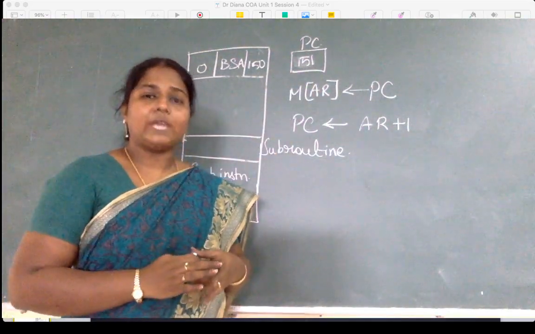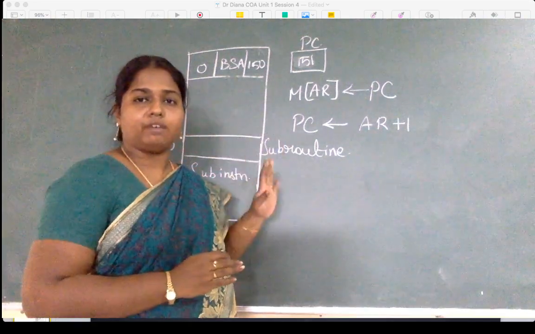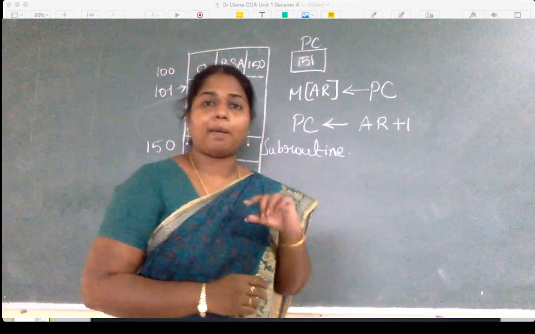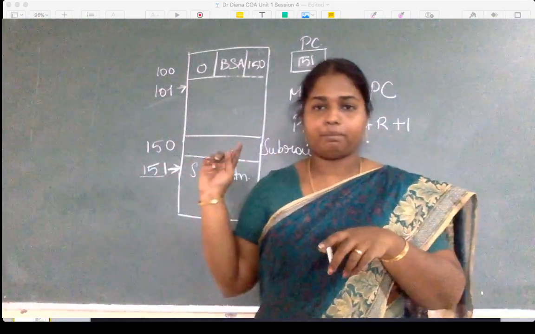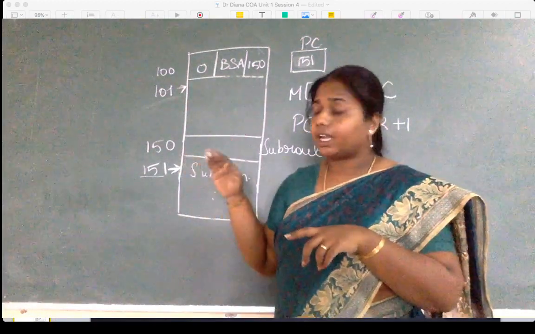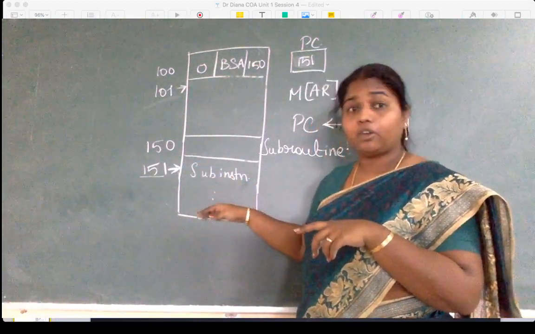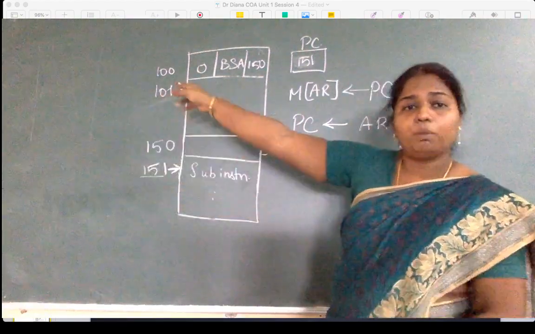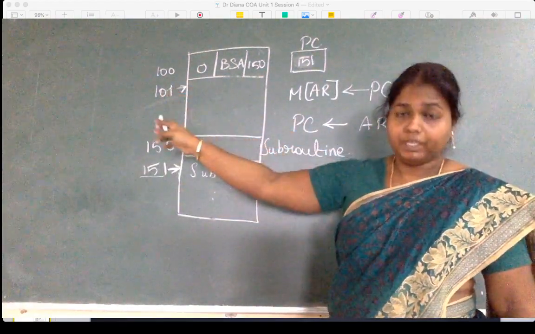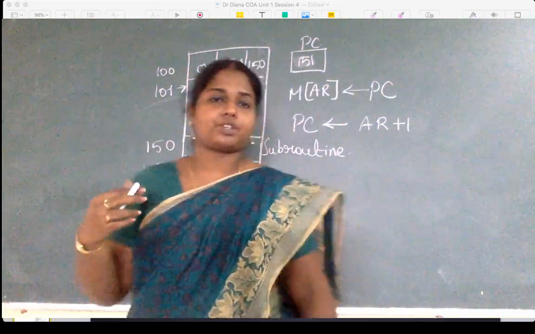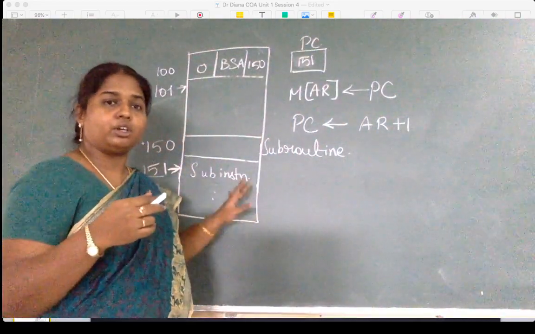This is how we execute branch and save return address. Now, this process happens only when we execute the instruction branch and save, or BSA. After I complete execution of a set of instructions here in the subroutine, I need to resume back to my main program. To achieve that, I have to use some other instruction inside my subroutine.